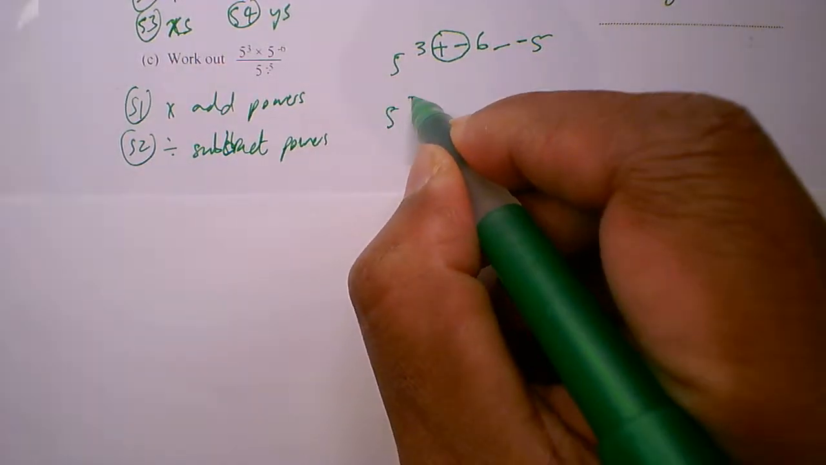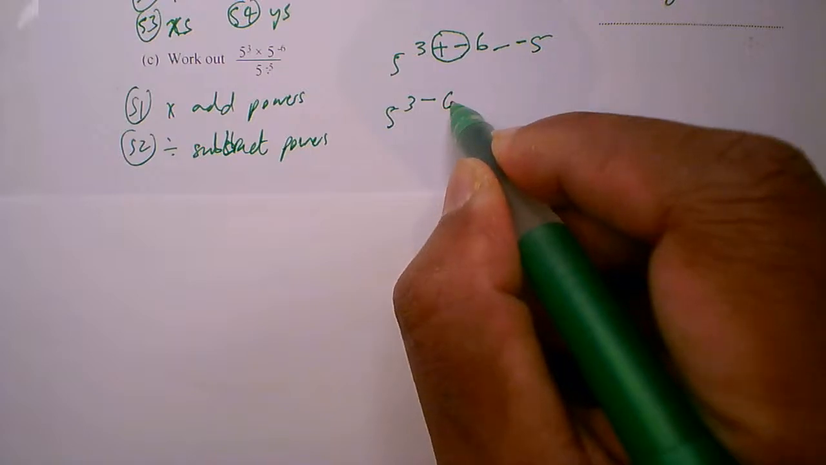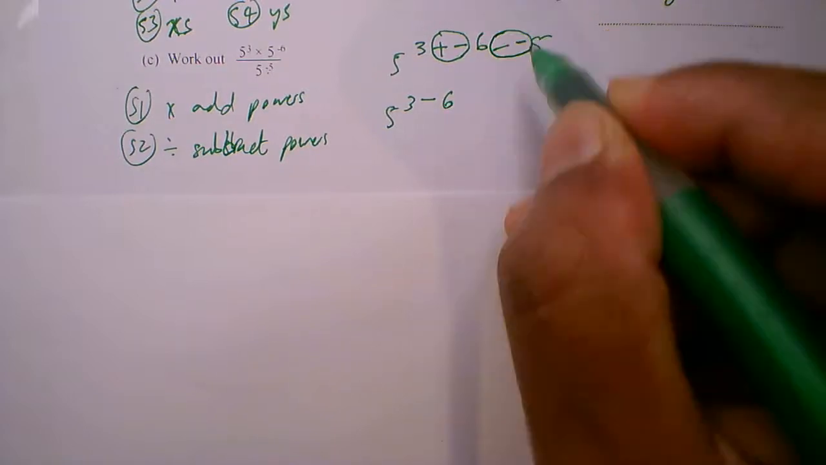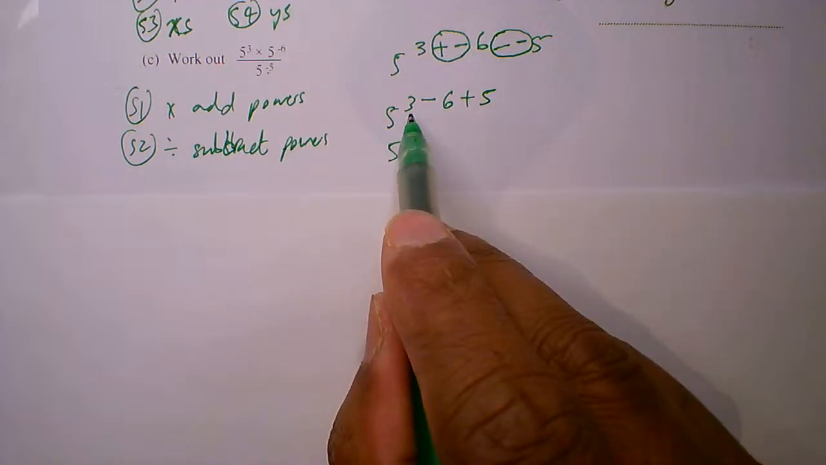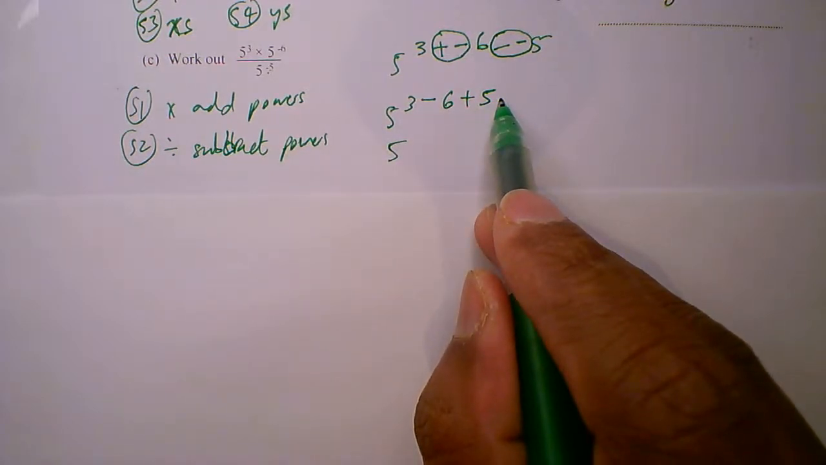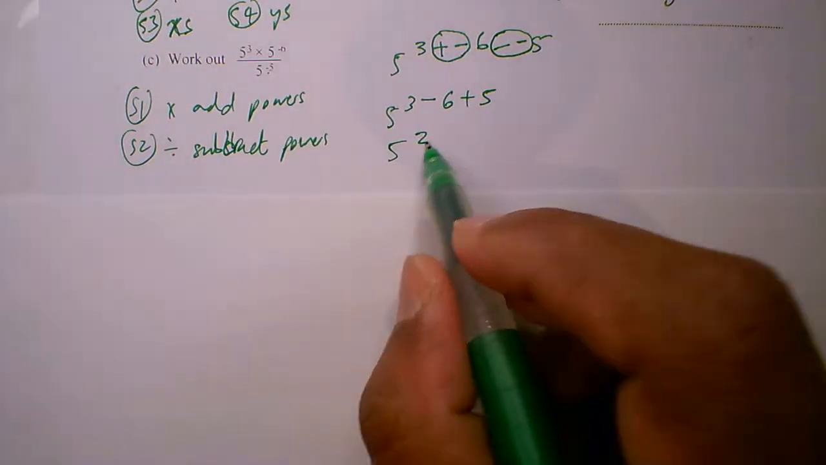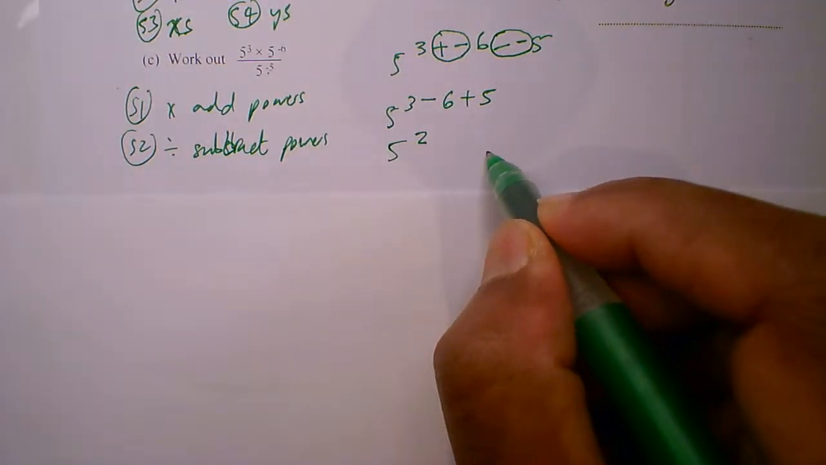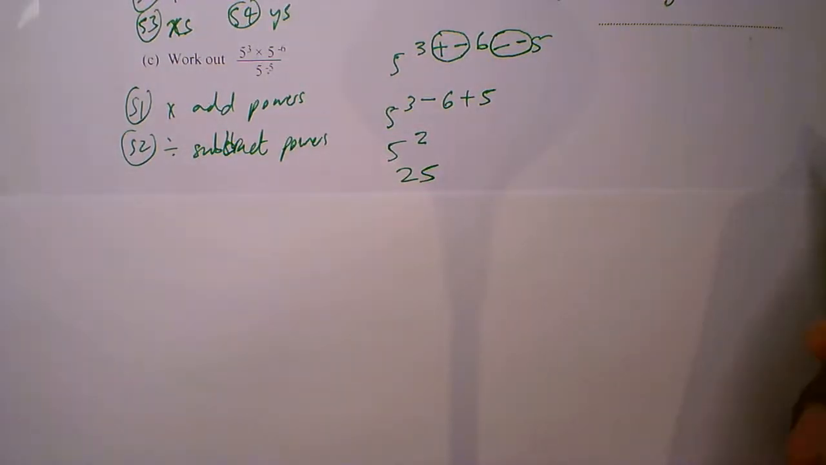So 5 to the power 3, plus and a minus makes a minus 6. Two negatives make a plus, so that's plus 5. So 5 to the power 3 take away 6 is minus 3, plus 5 is 2. So it's 5 squared, and 5 squared is 25. 5 times 5 gives me 25.